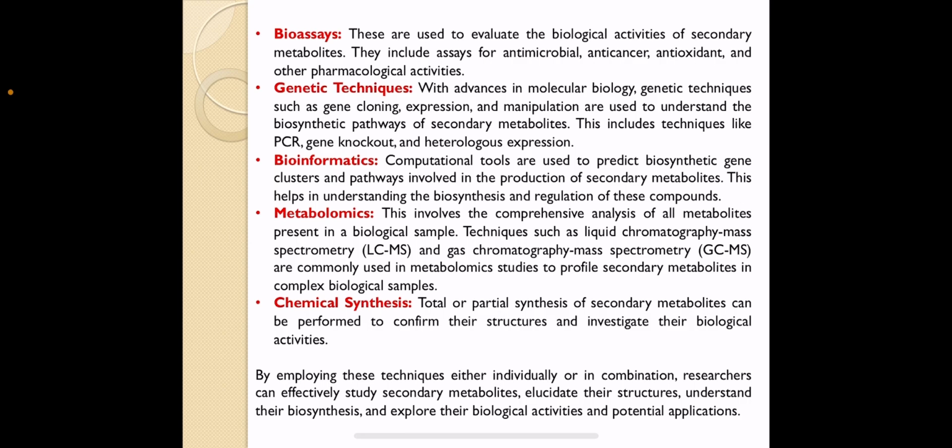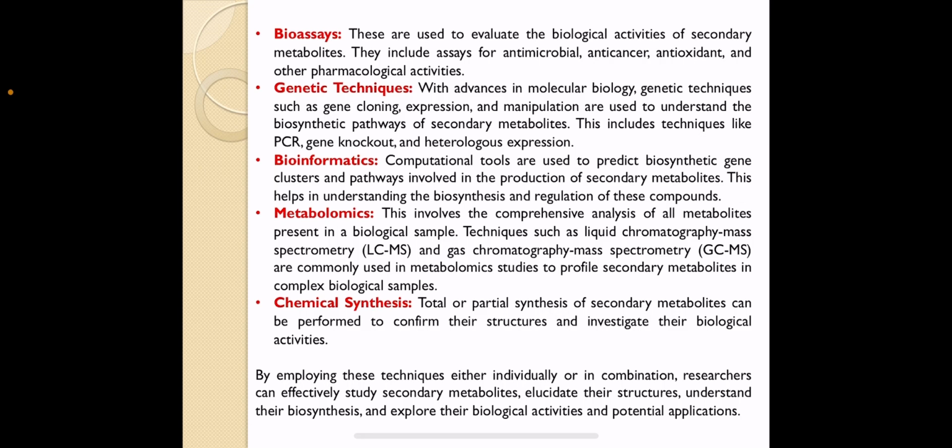And the next is metabolomics. This involves a comprehensive analysis of all metabolites present in the biological sample. Techniques such as LCMS, that is liquid chromatography mass spectrometry, and GCMS, that is gas chromatography mass spectrometry, are commonly used in metabolomic studies to profile secondary metabolites in complex biological samples.